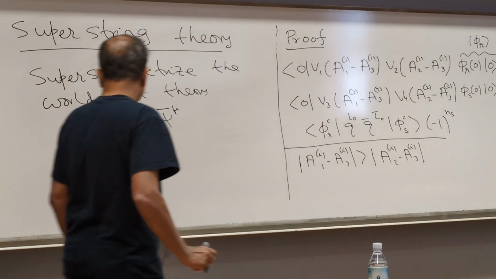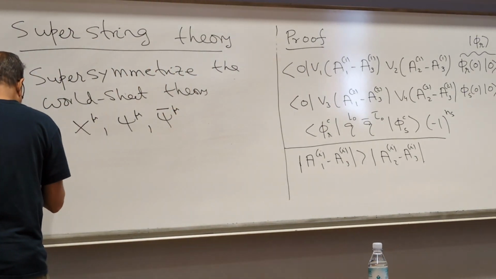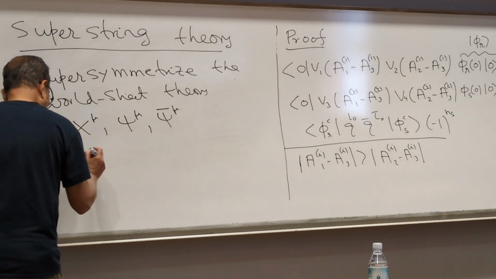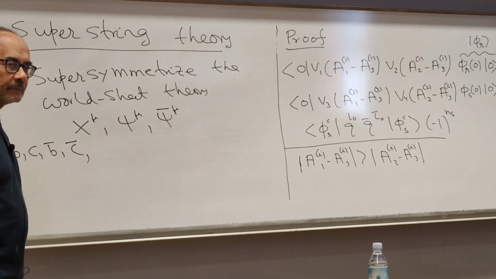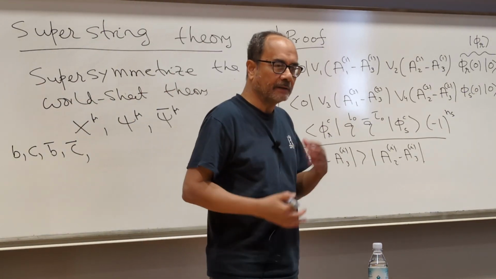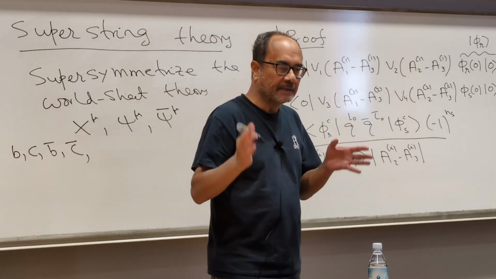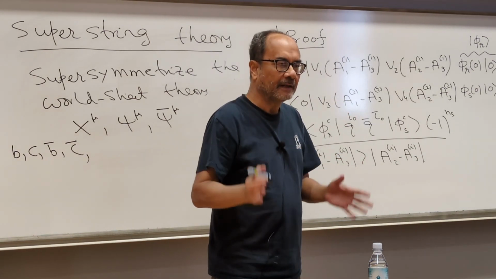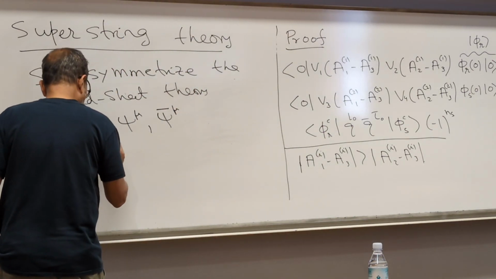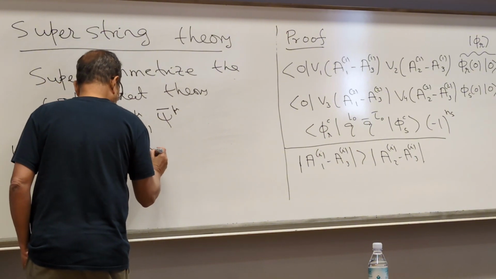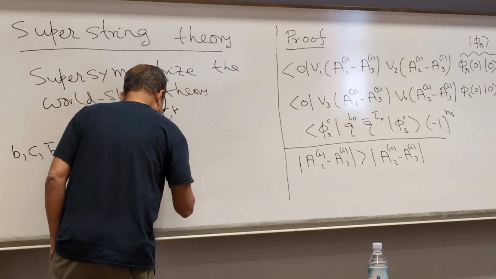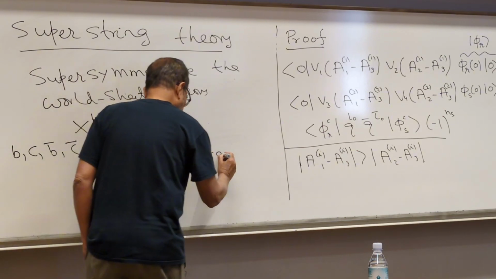And then you also have b, c, b bar, c bar. These are the reparametrization ghosts, because we had worldsheet diffeomorphism. But now you also have worldsheet super diffeomorphism, local supersymmetry on the worldsheet, and when you gauge fix those, you get some bosonic ghost fields, Grassmann even ghost fields, which we label by beta, gamma, beta bar, gamma bar.